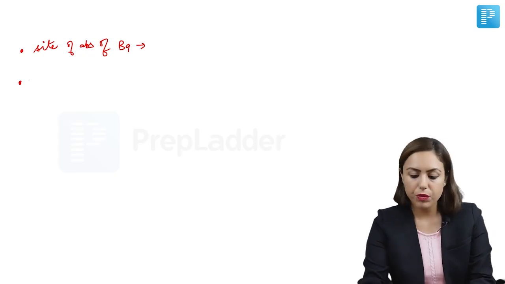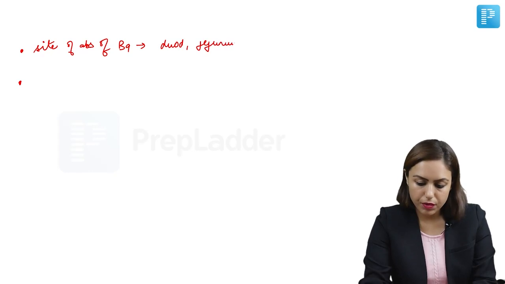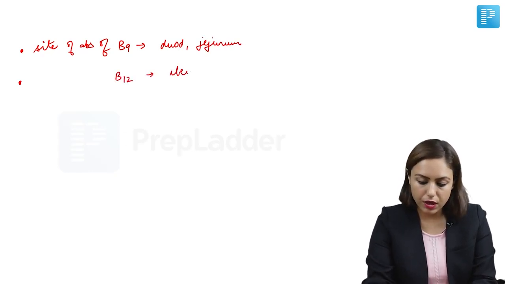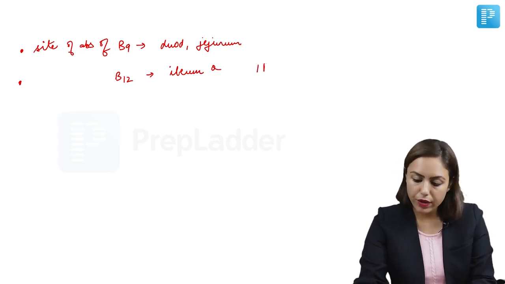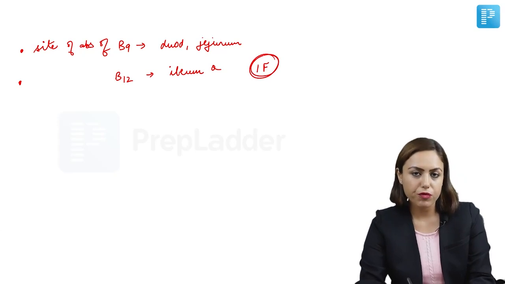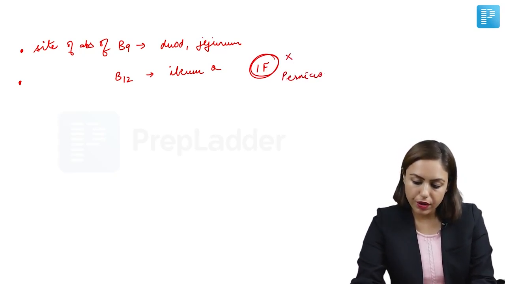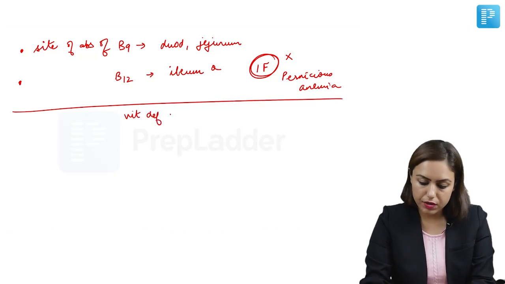Then note down the site of absorption of vitamin B9. Site of absorption of vitamin B9 is duodenum and jejunum. Then site of absorption of B12 is ileum. Okay, and this absorption of B12 also requires intrinsic factor, IF. Deficiency of intrinsic factor leads to pernicious anemia, right? Then let's do vitamin deficiency anemias.